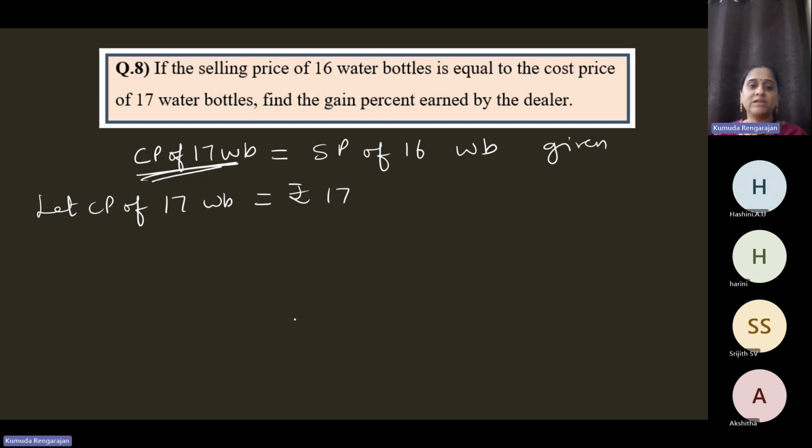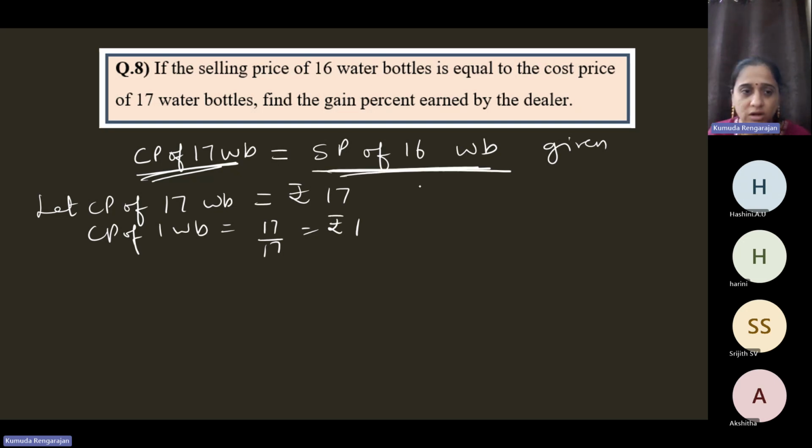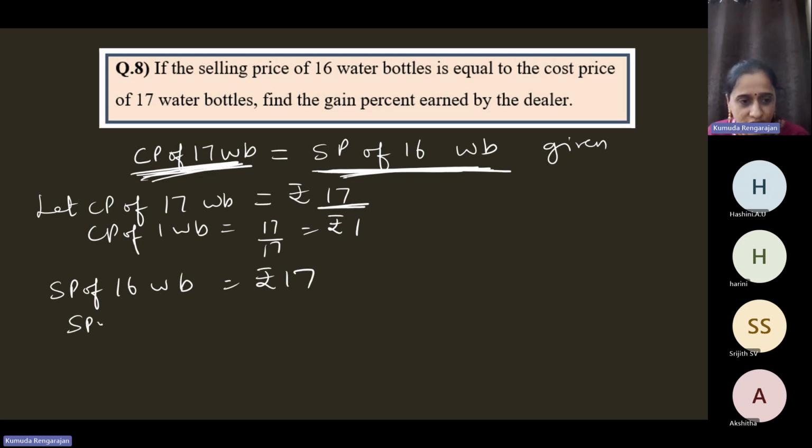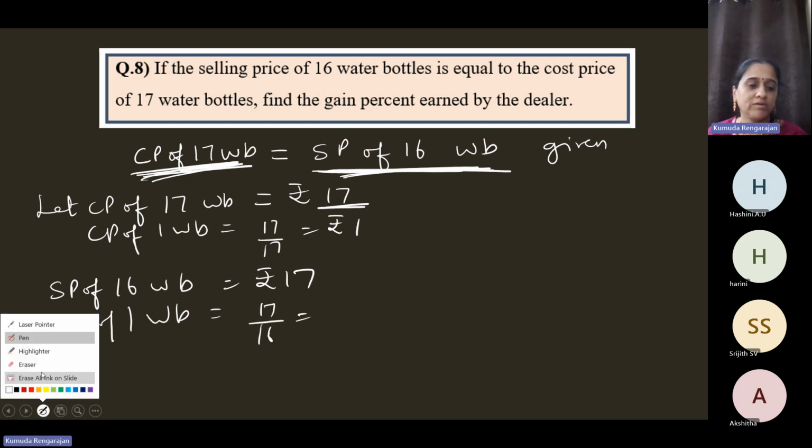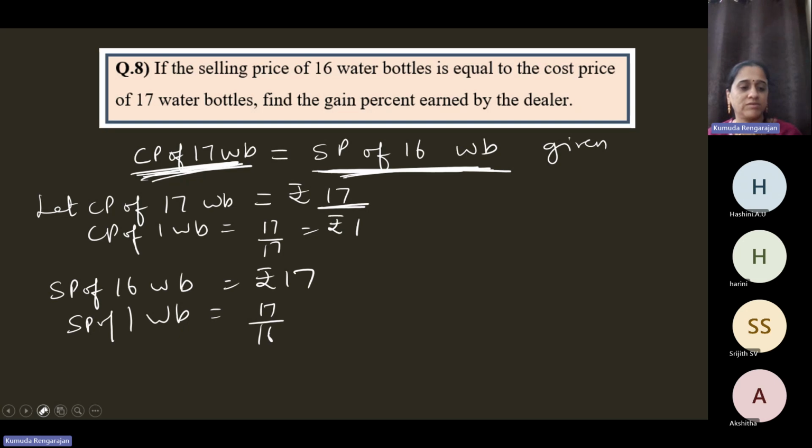Let the CP of 17 water bottles be rupees 17. So what is the CP of one water bottle? 17 by 17, which is 1 rupee. Now, what is the SP of 16 water bottles? SP of 16 water bottles is CP of 17 water bottles, that is 17 rupees. So SP of one water bottle will be 17 by 16, because you cannot simplify that any further.